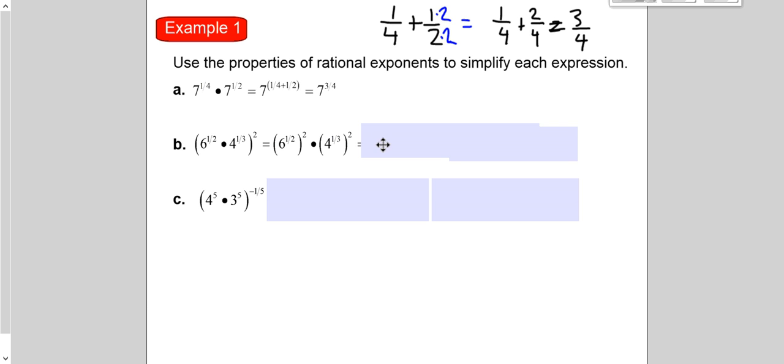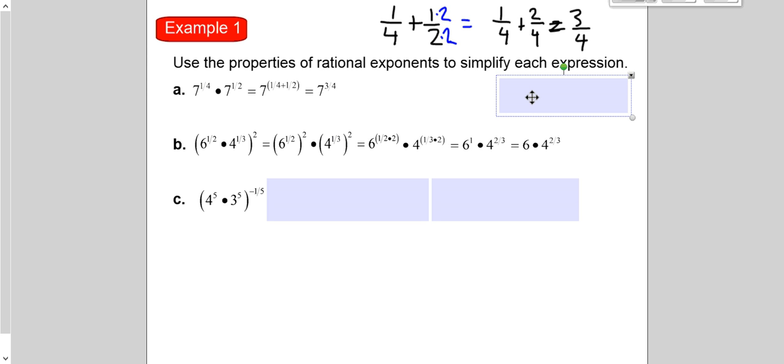Power to a power, multiply your exponents. What's half of 2? Yep, half of 2 is 1. And then we're also going to do the 4 to the 1/3 squared. So that's 1/3 times 2, which is 2/3. So 6 to the 1 is just 6, and 4 to the 2/3 power, we have to leave that as 4 to the 2/3. There's our final answer.